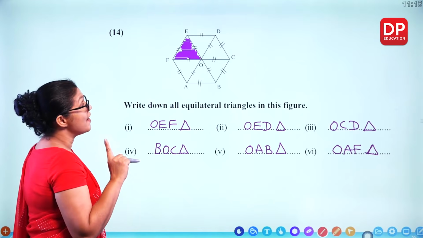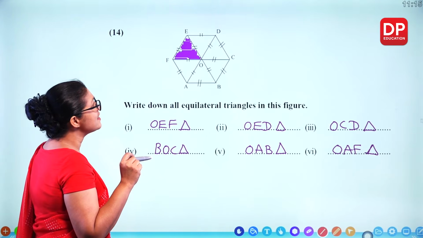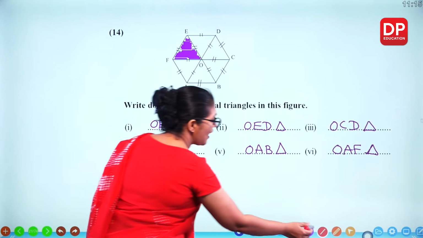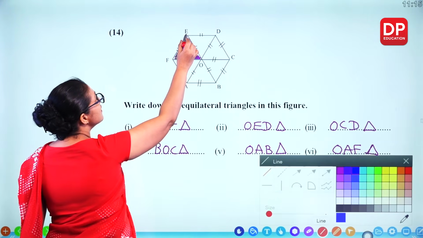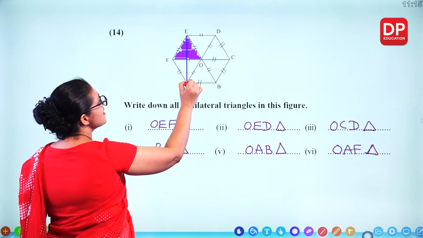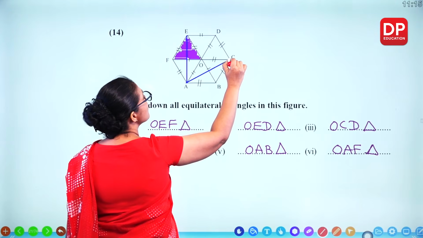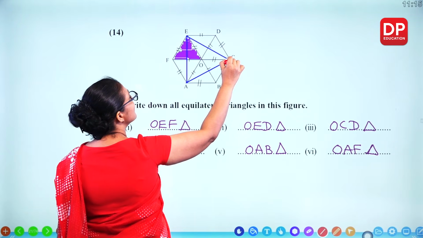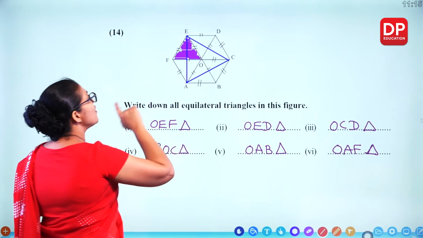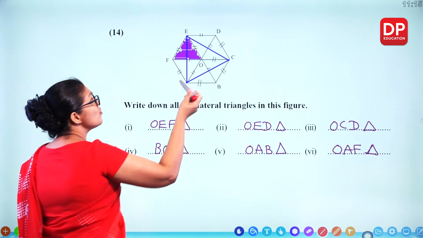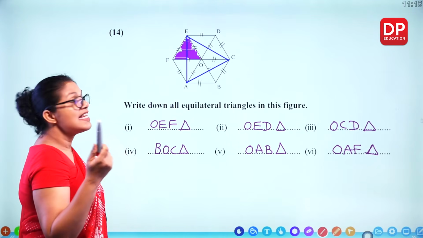Here you know there are more equilateral triangles. What are the other equilateral triangles? Here, can you see? This is also an equilateral triangle. So I only considered small ones. You can write ACE as well.